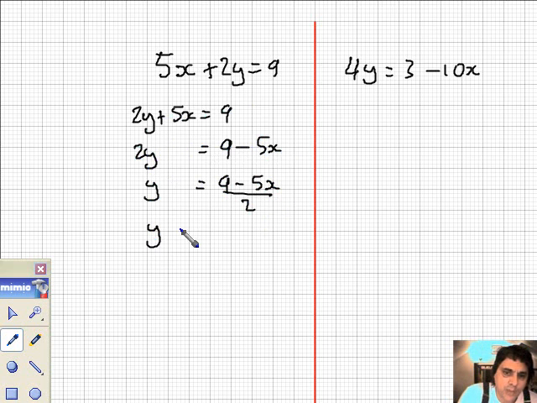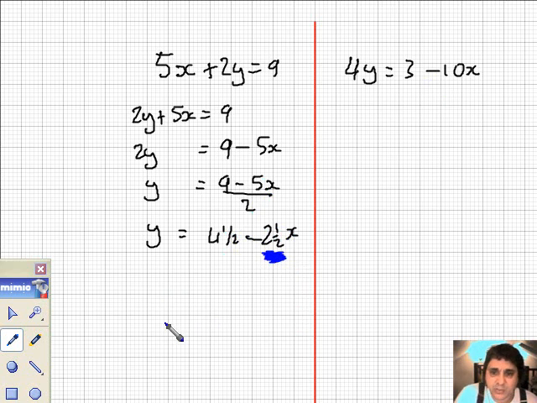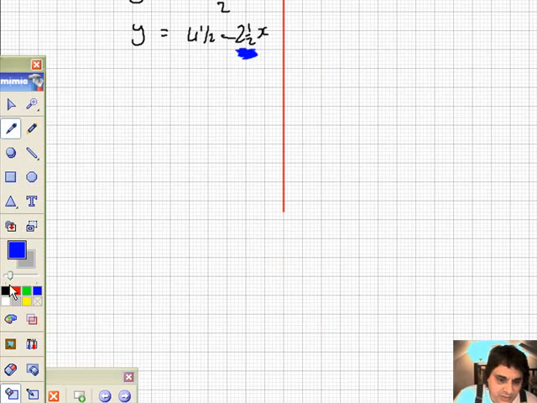So y is going to be, well, 9 divided by 2 is 4.5. So the intercept is 0, 4.5. Minus, well, 5 divided by 2 is 2.5x. And my gradient's going to be minus 2.5. So I just want to underline that. It's all asking about gradient. So hopefully this gradient up here will also be minus 2.5. So let's just try it and see.